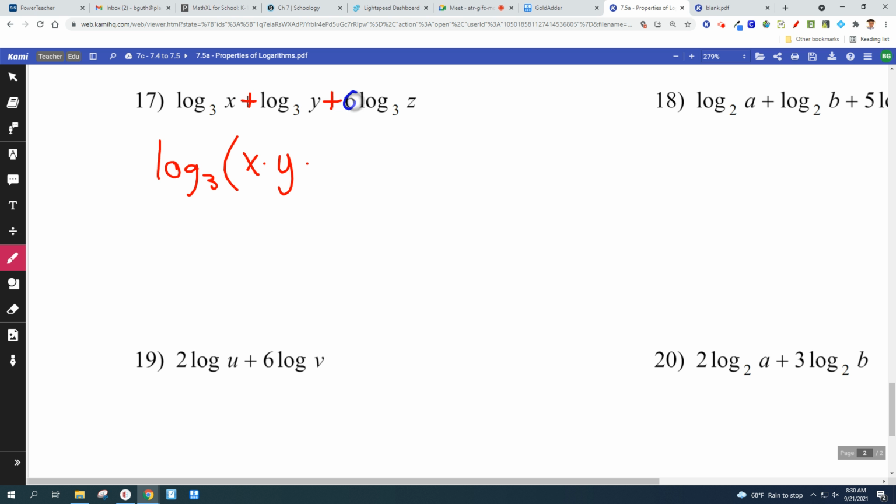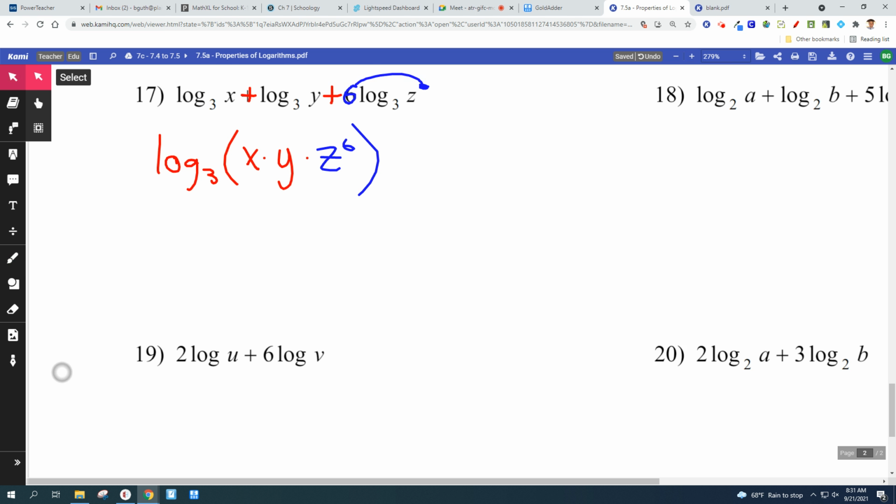Back to the math here. What's going to happen with this 6? It's going to go back. Oh, I know. It's going to go back to that exponent. Z to the 6th. That's going to be z to the 6th right there. And that's it. That's the answer. All right. I like blue.